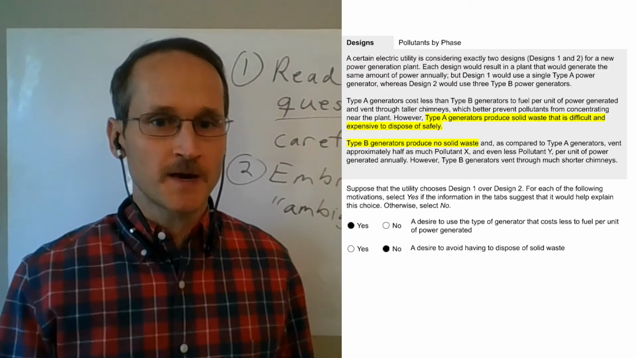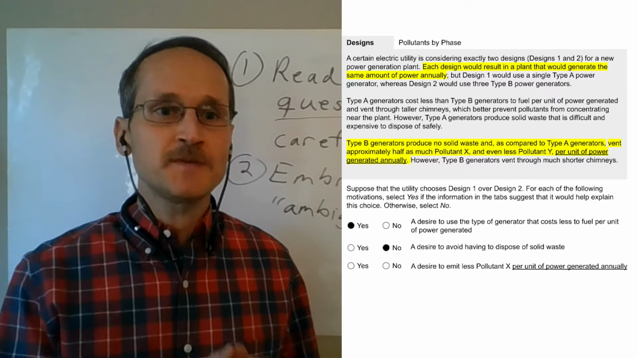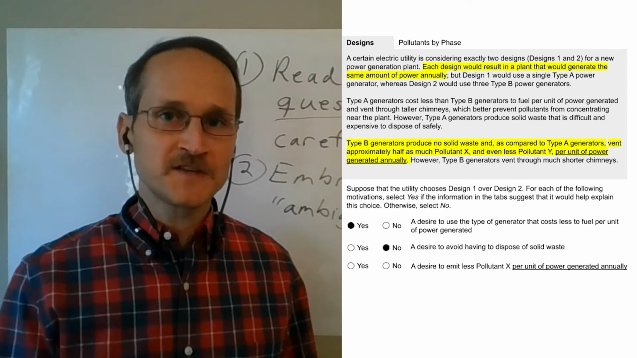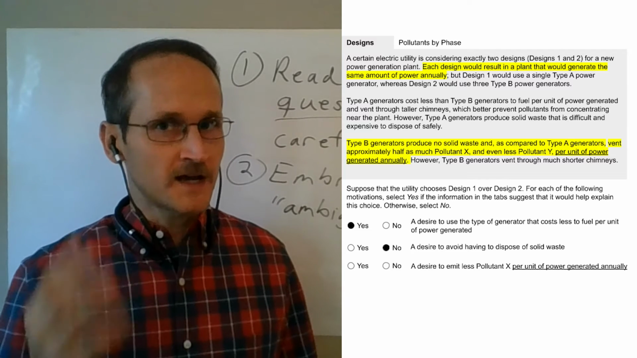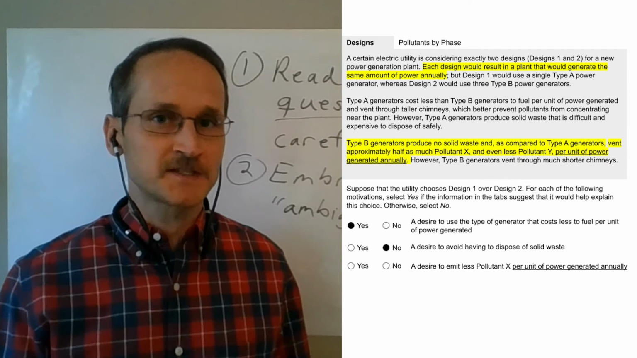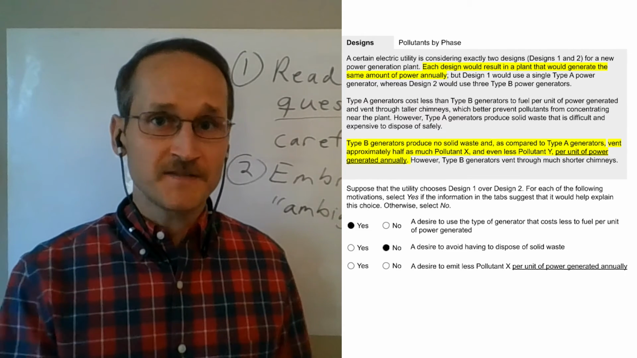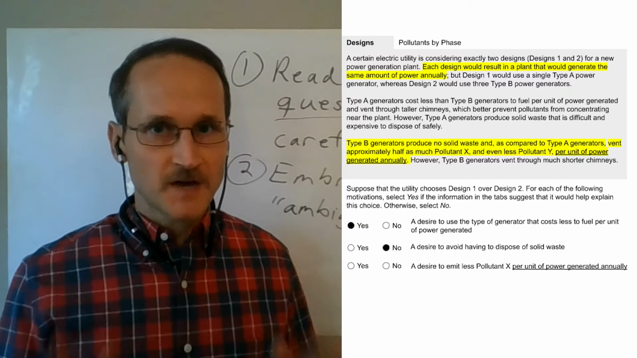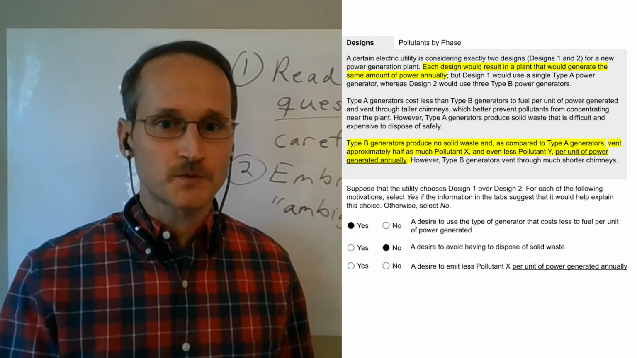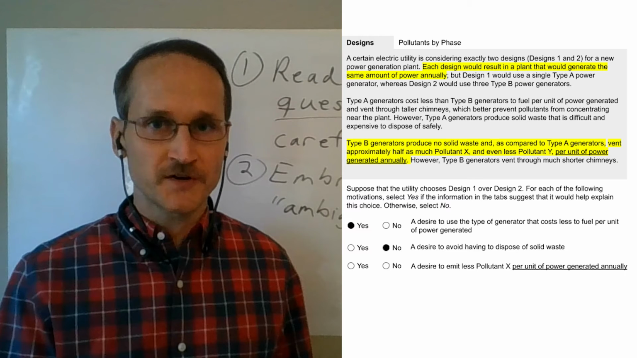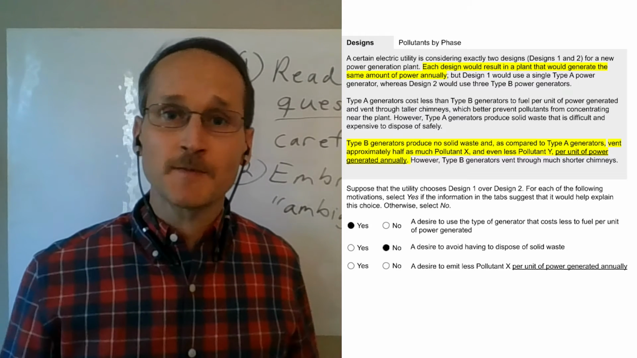Okay, the third one is talking about emissions of pollutant X. So the second highlighted portion in the tab here says that type B generators vent approximately half as much pollutant X compared to type A generators. So at first, again, I got caught by this whole 3 generators thing. I said to myself, they're trying to catch me. It's half as much, but if there are 3 of them, that's going to be 1.5 times as much pollutant X. So I thought I was being smart by accounting for those 3 generators, but look carefully at the underlined portions. We're talking about per unit of power generated annually, and we know from the highlighted portion up top that each design generates the same amount of power annually.